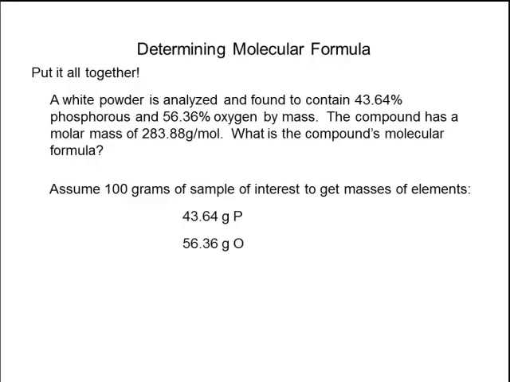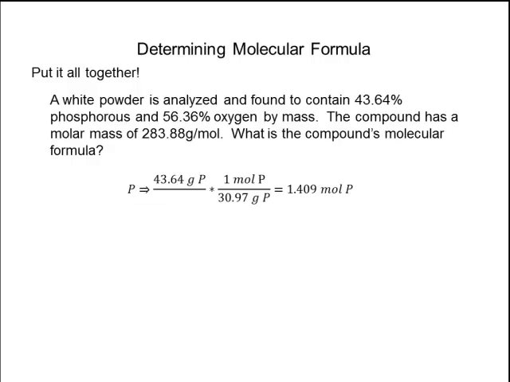What was the next step? Well, we need to take those grams and convert them to moles. Take the grams divided by the molar mass. We get 1.409 moles of phosphorus. Do the same thing with the oxygen. We get 3.523 moles of oxygen.